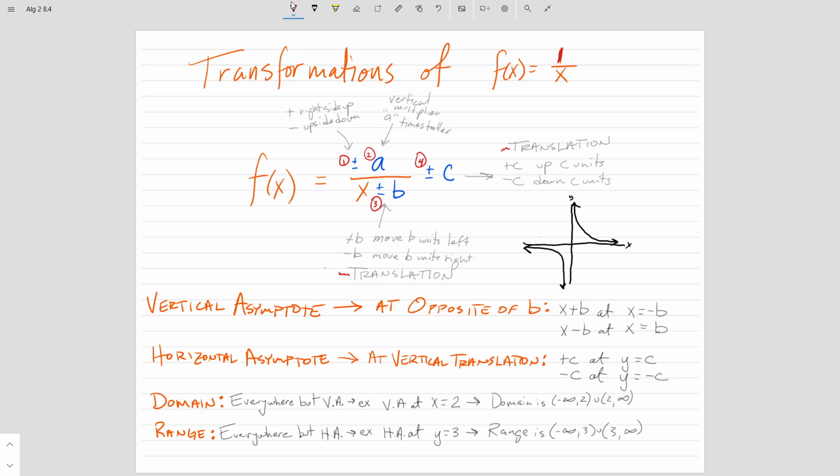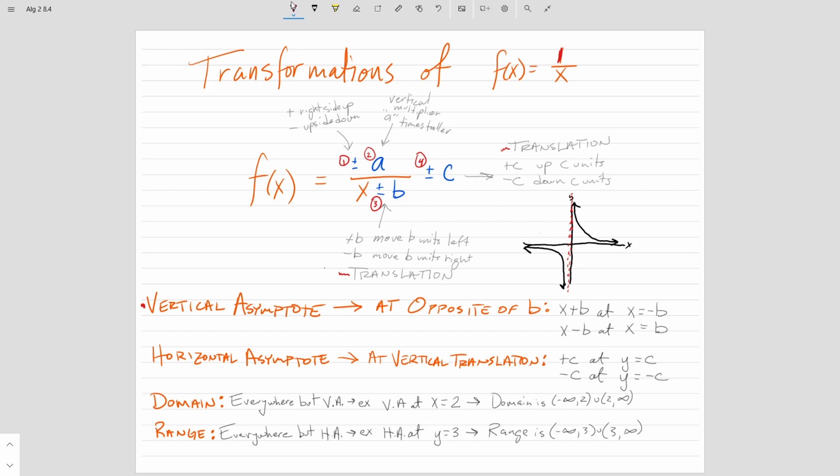Now, there is some information that you'll be asked to know from transformations. So you might be asked about vertical asymptotes. Well, on the parent function here, this poorly drawn graph, there is a vertical asymptote at x equals 0. And that's because you can't plug 0 in place of x in 1 over x, because you get 1 over 0. So that's called a vertical asymptote.